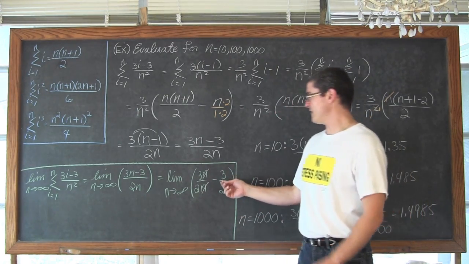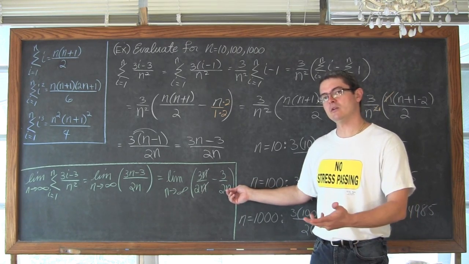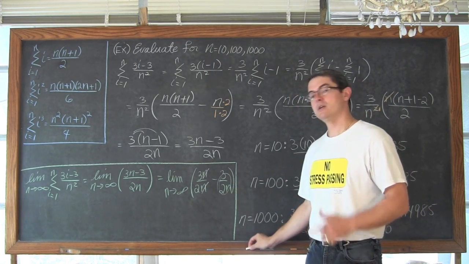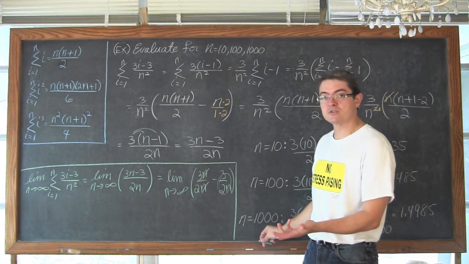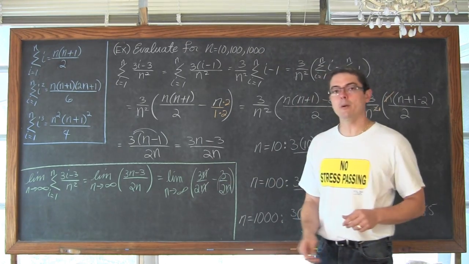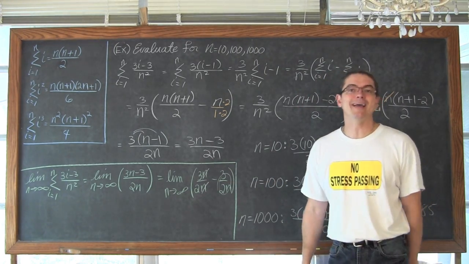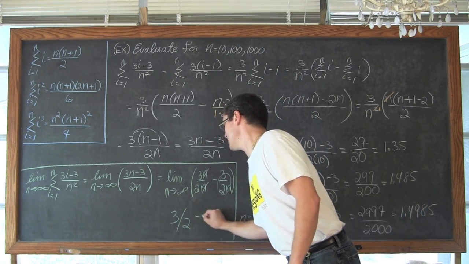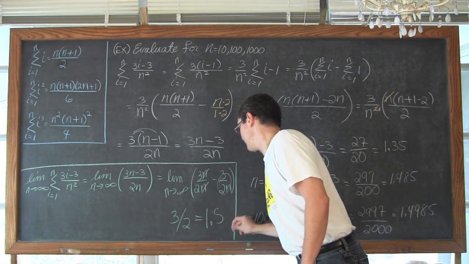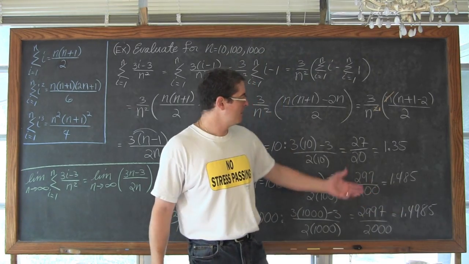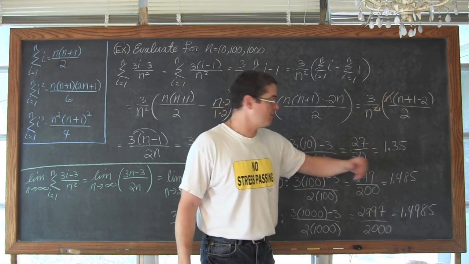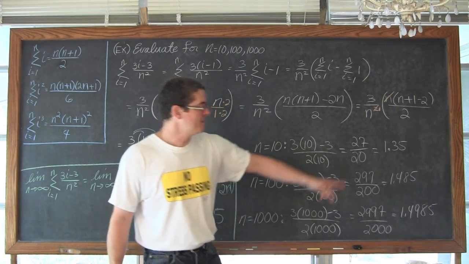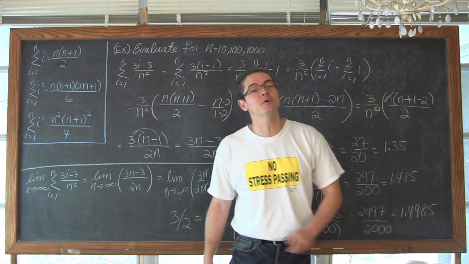And the limit of 3 over 2n as we let n go to infinity, well, this is going to approach 0. So, the limit as n approaches infinity of 3 over 2 minus 3 over 2n is going to be 3 over 2, which is equal to 1.5. And hey, guess what? 1.35, 1.485, and then finally 1.4985. Gee, what do you think these are approaching?